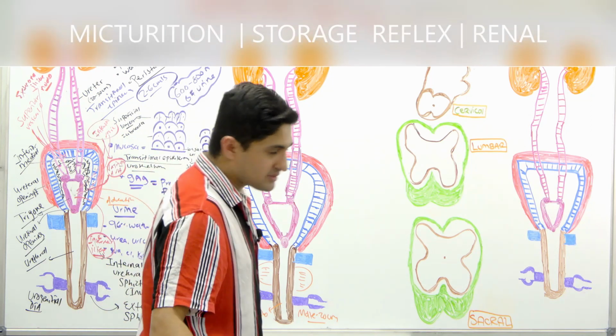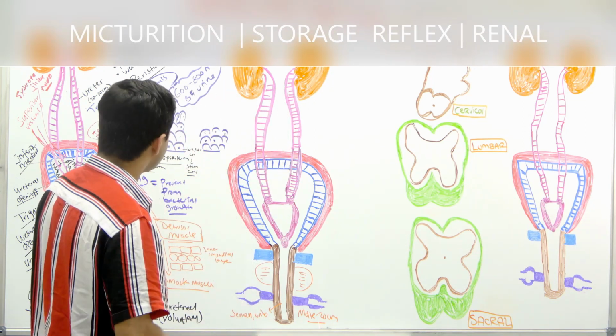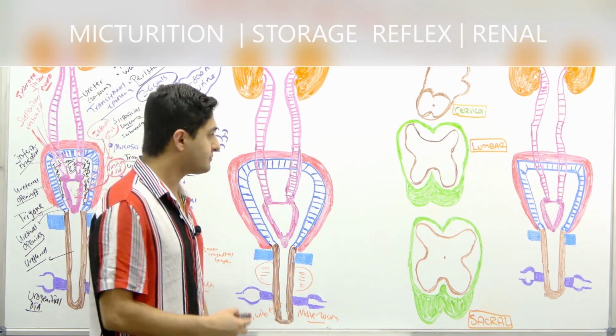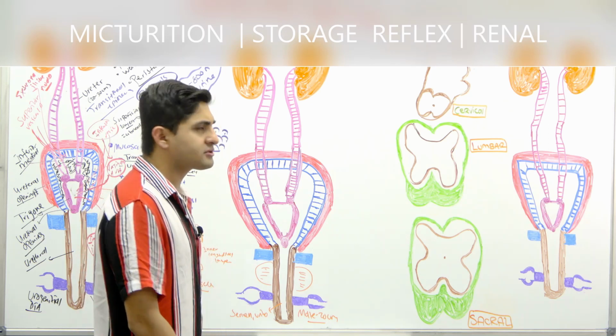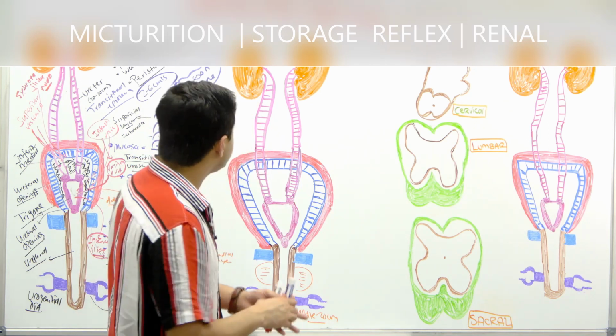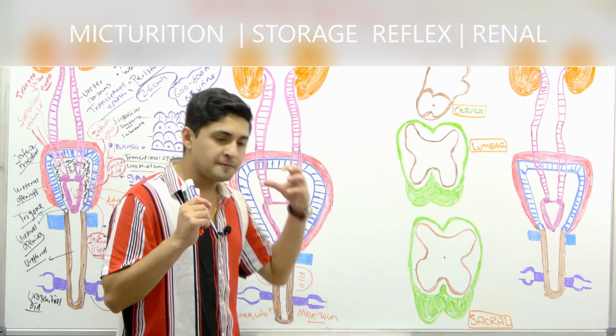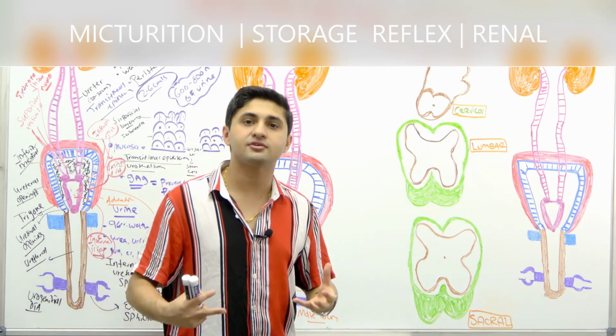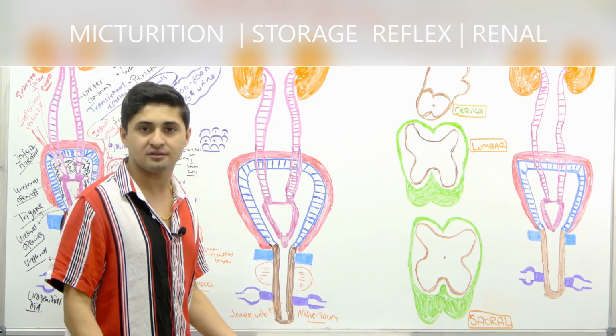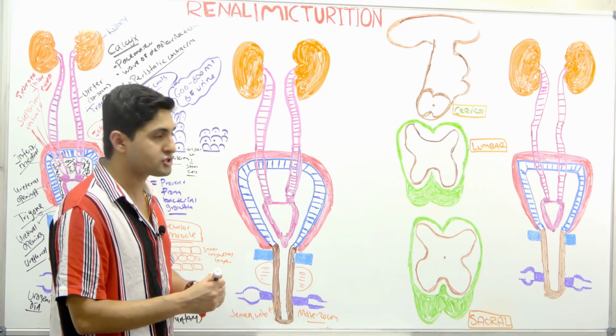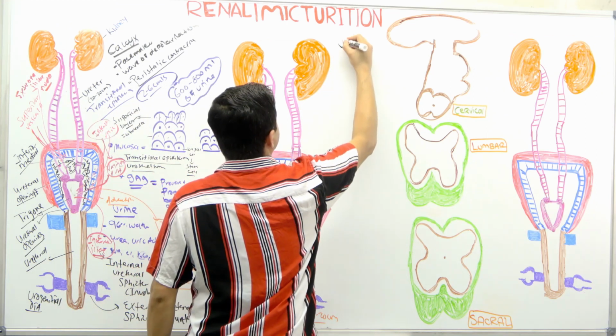Now, what we're going to discuss is the physiology of micturition, okay? And what is micturition, guys? Do you know what micturition is? Micturition basically means the discharge of urine from the urinary bladder, okay? Another name for micturition is voiding. You can say voiding too, okay?